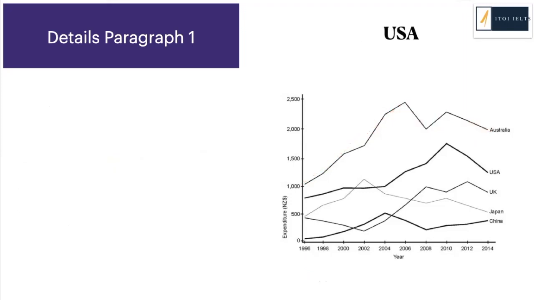We're still looking at detailed paragraph 1, but this time I'm going to start looking at the United States of America. So just like with Australia, I want to pick the key data points. So we start at the beginning. I think the next important data point is going to be in 2010. And then we always include the final data point.